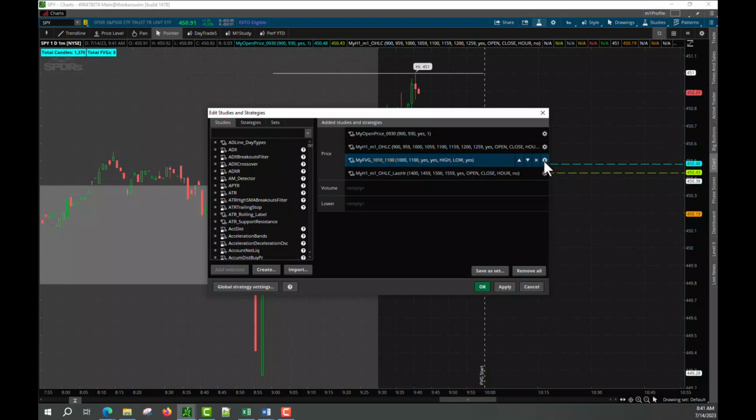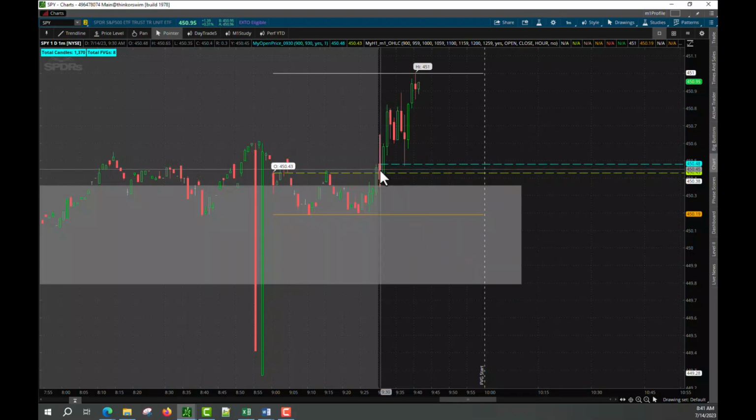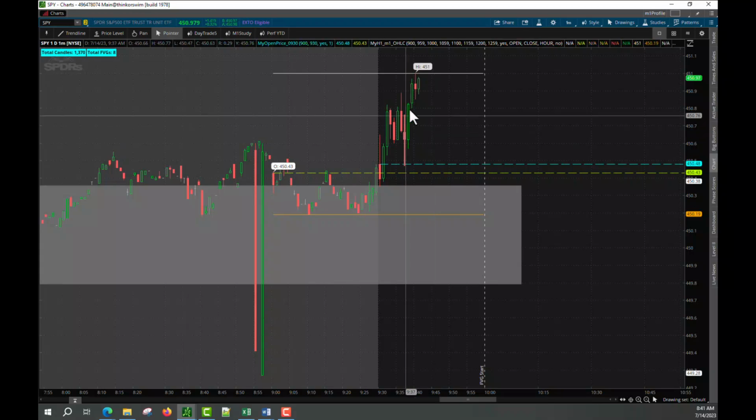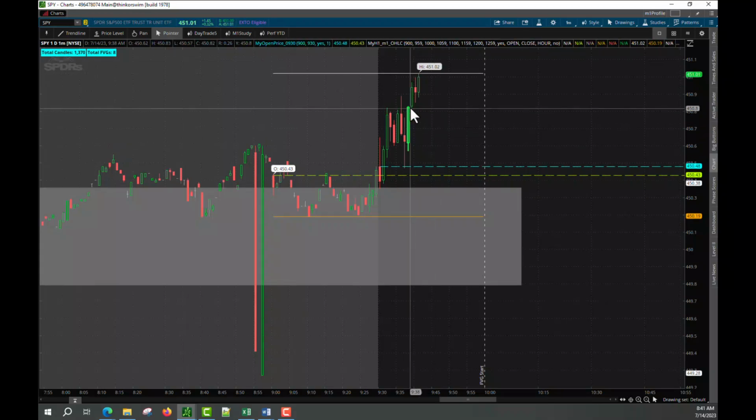Let me see, do we turn it on? Any failure gap? Not really. Oh, right here, maybe. Yeah, right here we see a failure gap.